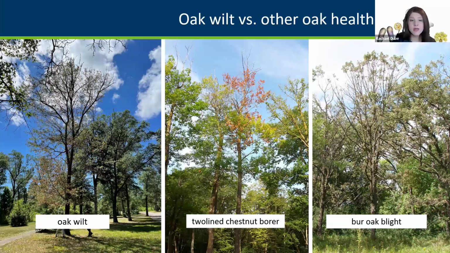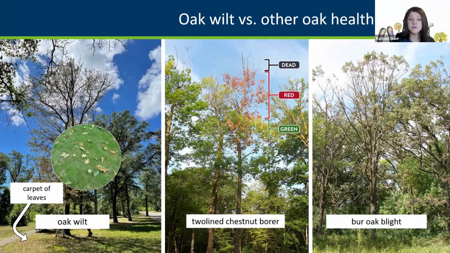With two-line chestnut borer, like I mentioned before, you have the classic dead red and green, or at least you have these dead red leaves hanging on for several weeks, up to months at a time. And then with bur oak blight, what's different about it is that you can often see a cap of green leaves at the top. This is caused by a fungus that invades the leaves, and it moves from the bottom of the tree and the inside out. So you'll often see healthy leaves on the upper and outer portions compared to oak wilt that moves from the top down and the outside in.